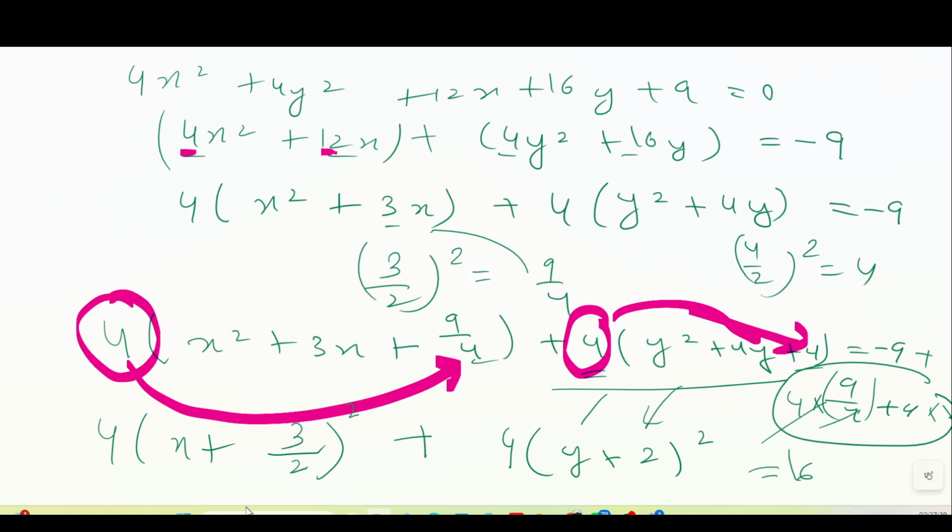And this is our equation. We can divide both sides by 4, because here we have 4, 4 and 16. Or we can leave it like this. Did you understand it?